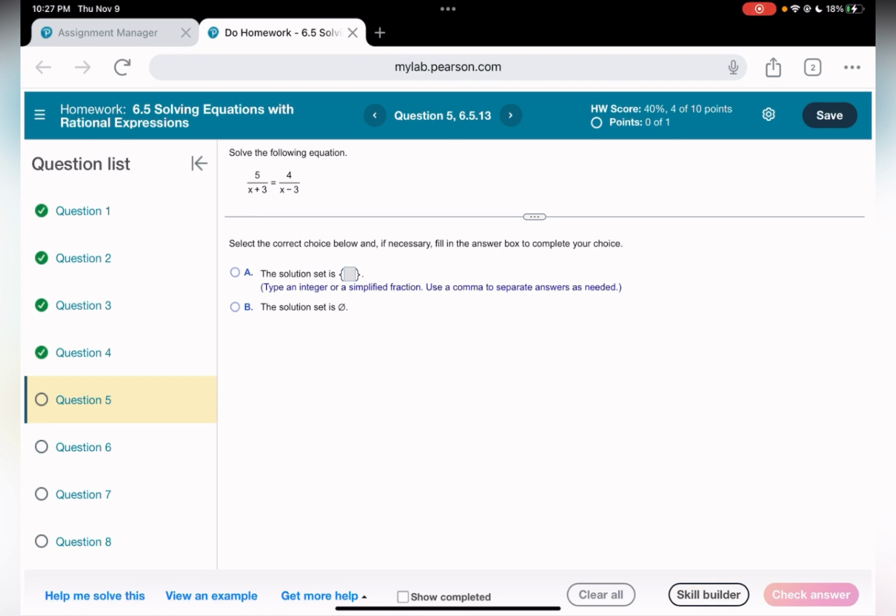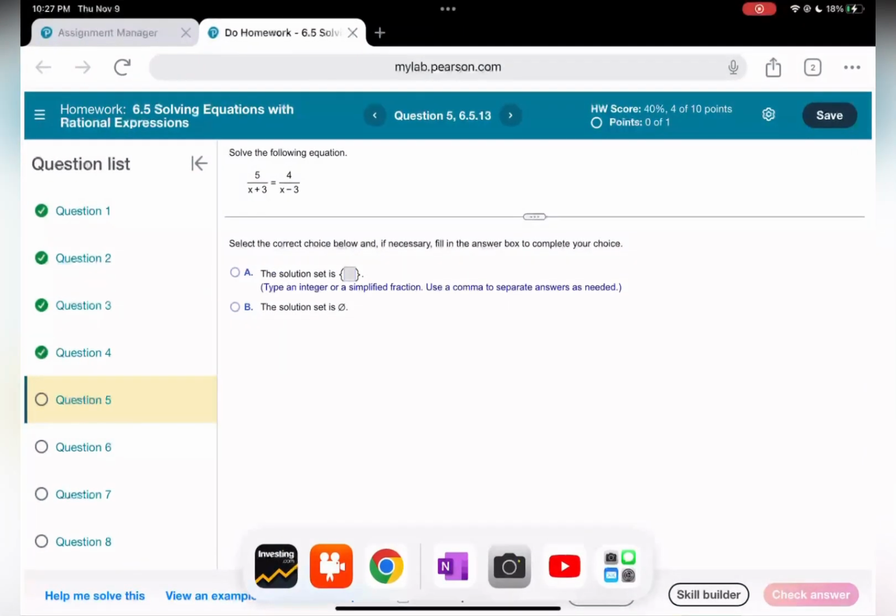Next one. 5 over x plus 3 equal 4 over x minus 3.